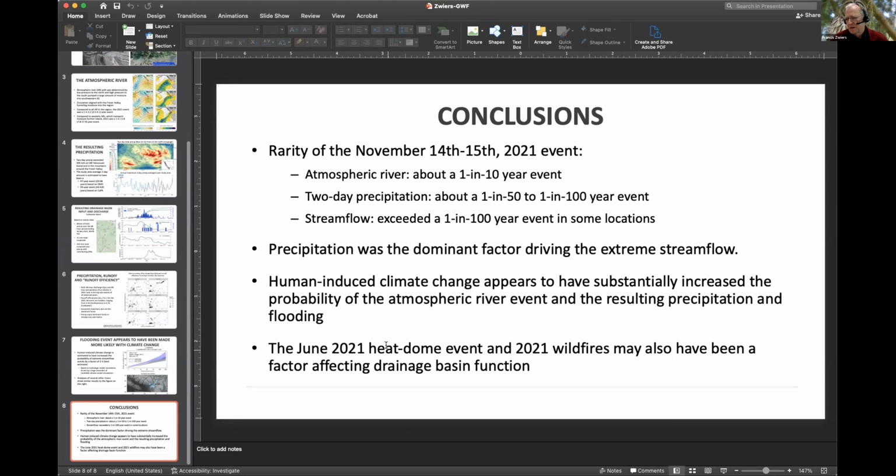Yes, so we used reanalysis data, we used station data. We did ask about the consistency of the information in those different data sets and the consistency of information across different facets of the event, the atmospheric river versus the resulting flooding that occurred.